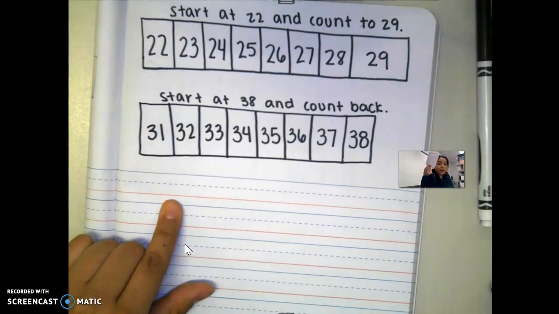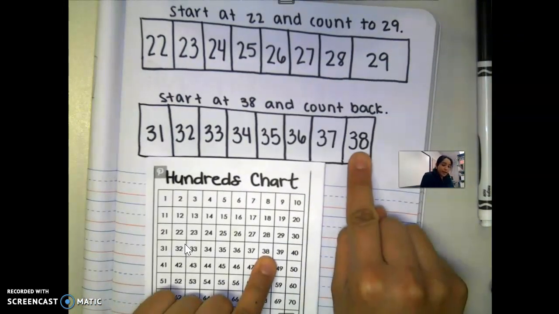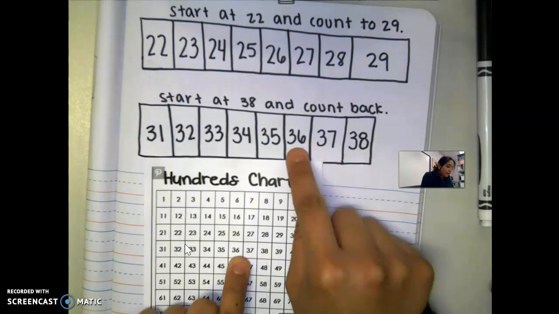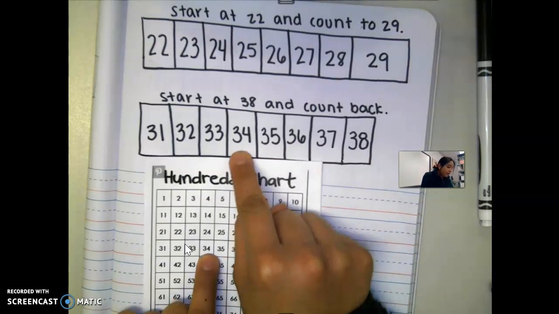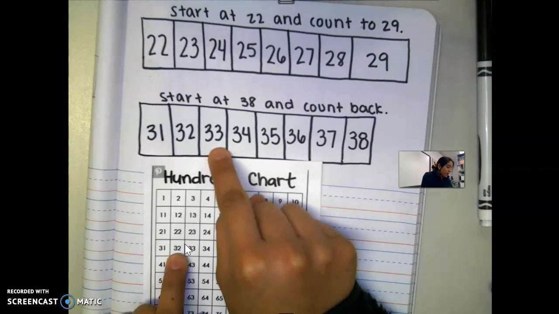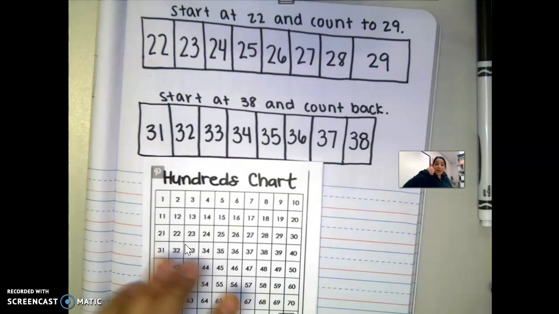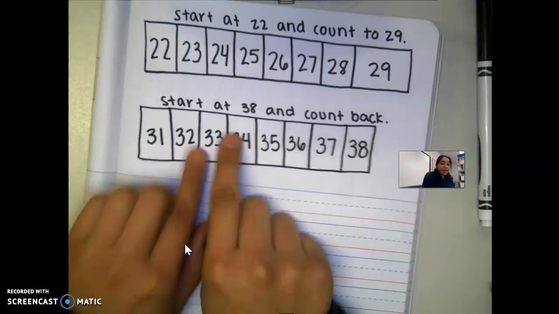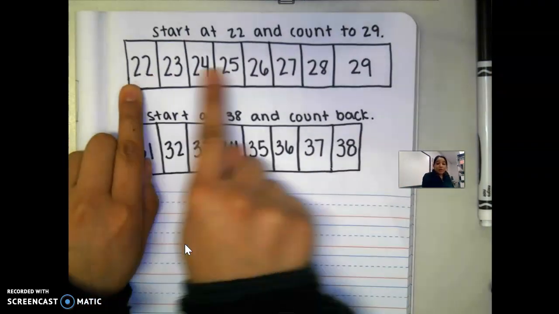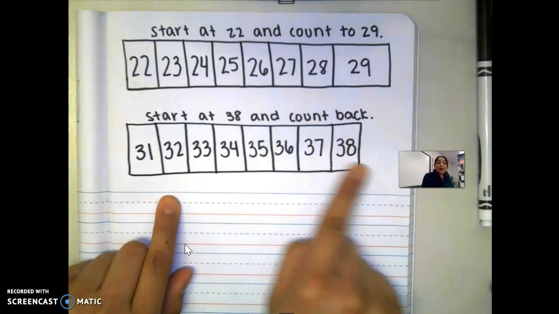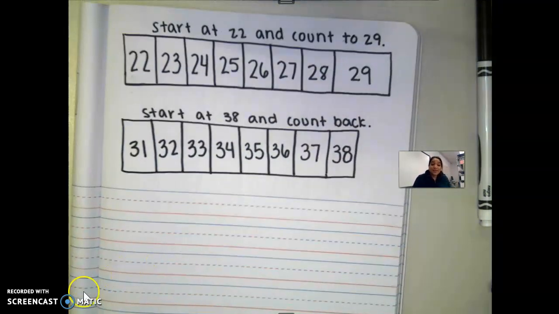But I'm going to grab my hundreds chart and double check I counted back correctly. 38, 37, 36, 35, 34, 33, 32, 31. I counted back correctly. So awesome job. Thank y'all for counting with me, counting on and counting back. So let's go ahead and see your activity for today.